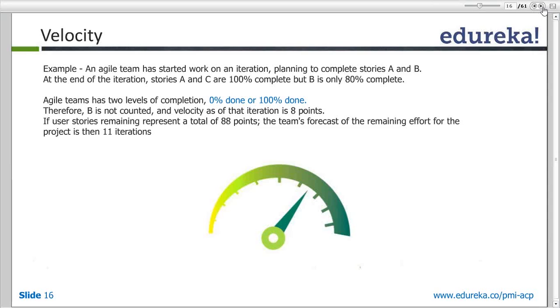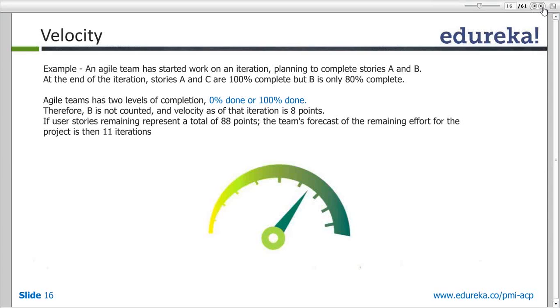Okay, so here let's take another example. An agile team has started work on an iteration, planning to complete stories A and B. At the end of the iteration, stories A and C are 100% complete, but B is 80% complete. So would you consider story B as part of that particular iteration? No, right? Because it was 80% complete. Agile teams have only 2 levels of completion: 0% done or 100%, but there is no terminology called partial complete.